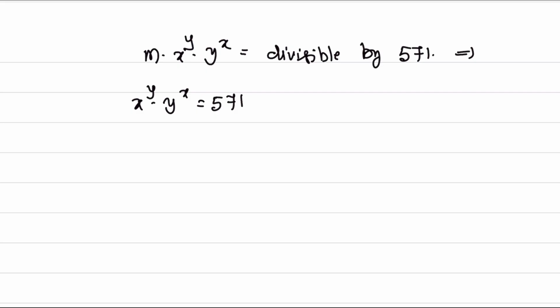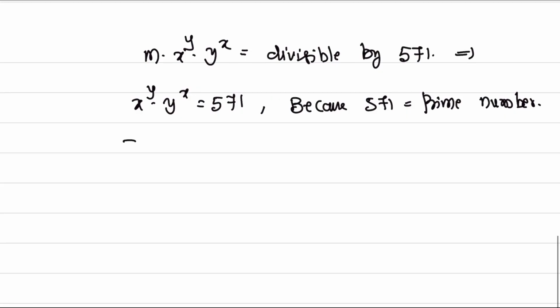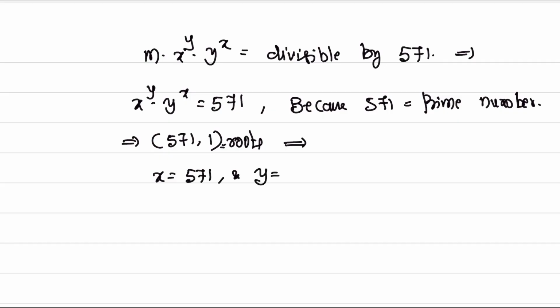That means x to the power of y into y to the power of x is equal to 571. Because 571 is a prime number, it has only two divisors. One is 571 itself and the other is 1. That means x is equal to 571 and y is equal to 1.